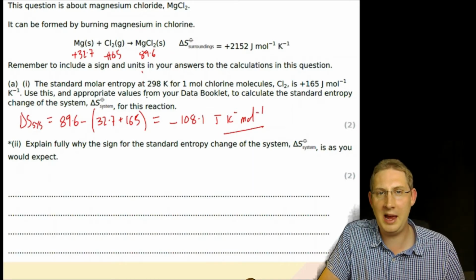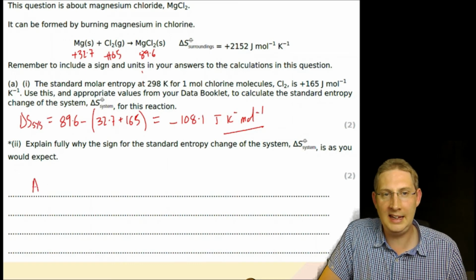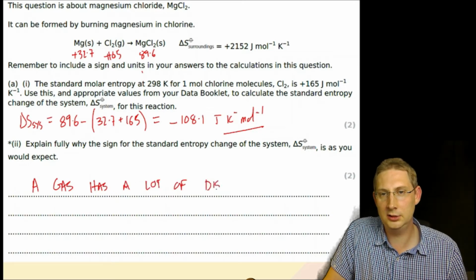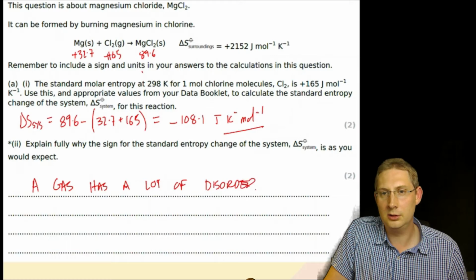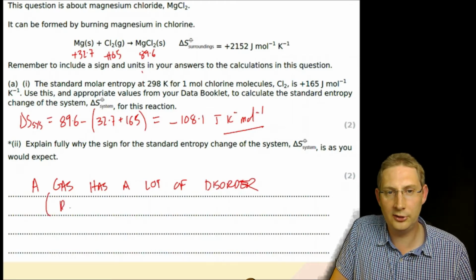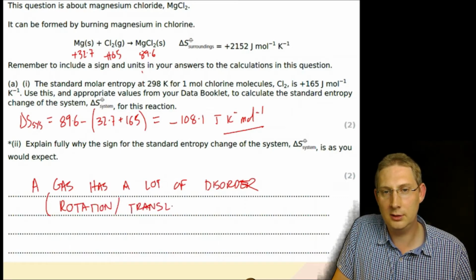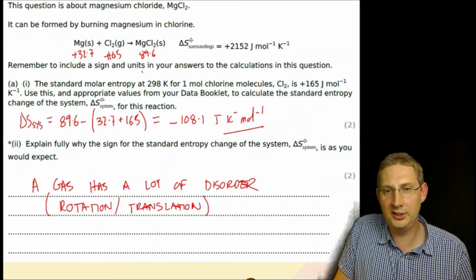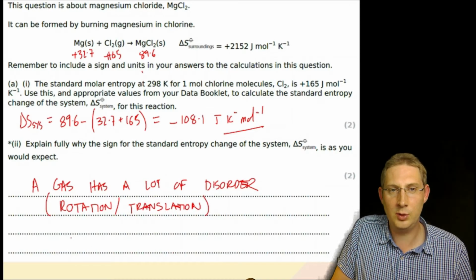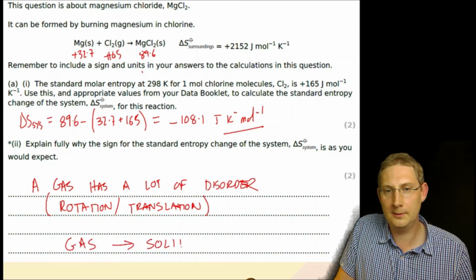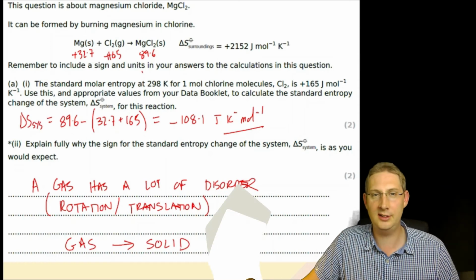And why would we expect that? Well, a gas has a lot of disorder. So if you wanted, you could talk about the fact that there's free rotation and translation, more options for movement. And in this reaction, we are going from a gas to a solid. So we would expect a decrease in entropy.